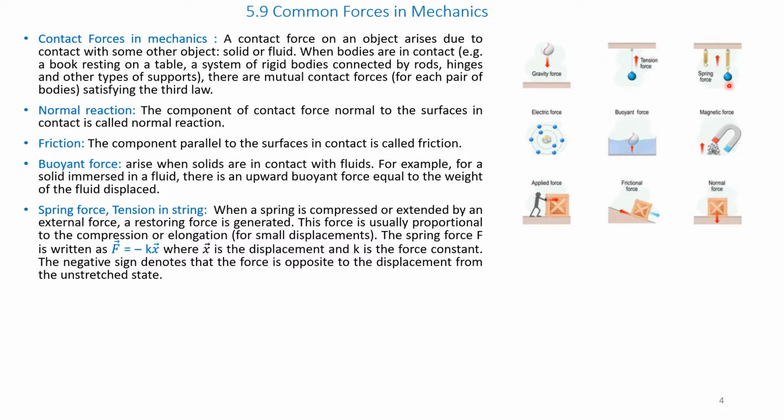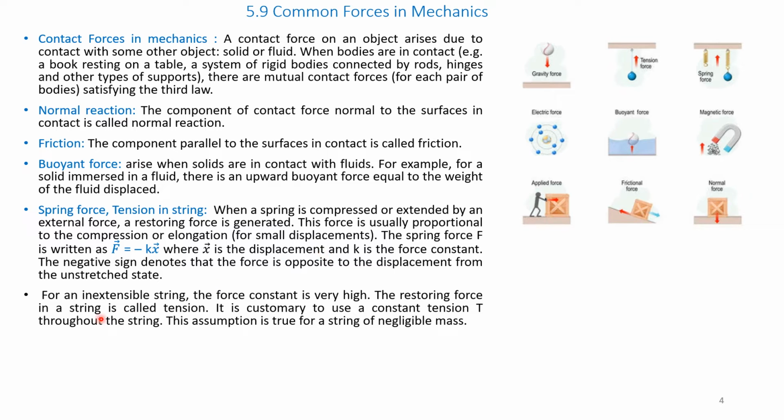This spring force F is written as F is equal to minus K into X, where X is the displacement and K is the force constant. The negative sign denotes that the force is opposite to the displacement from the unstretched state. You see, this force is acting upwards, displacement is downward.